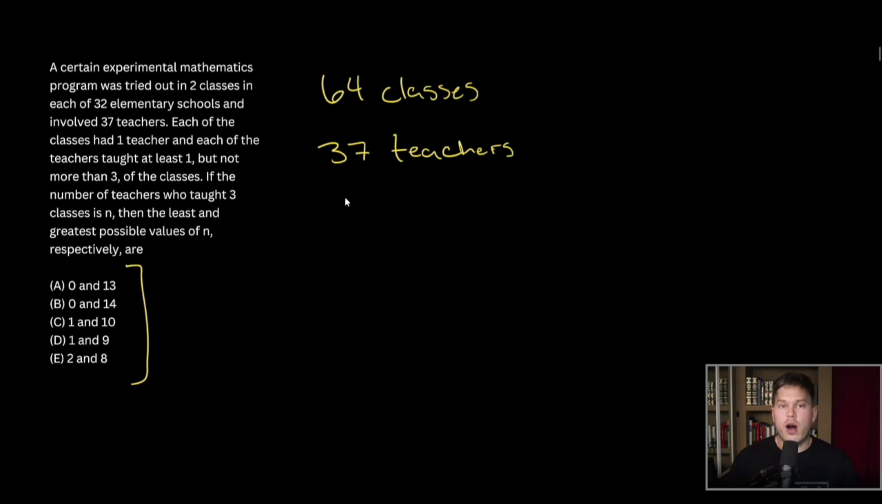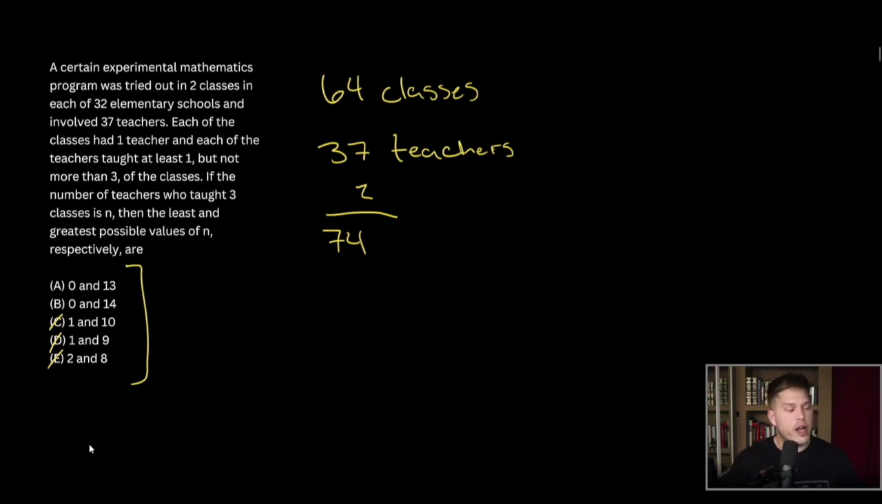Do we not even need any teachers to teach 3 classes, or is it needed? So let's assume all of our teachers taught 2 classes. If all of our teachers taught 2 classes, then we would have 37 teachers times 2, and we would get 74. So this tells me that there is no need for any teacher to teach this class 3 times. They may, but there's no need for it. Therefore, the minimum value is 0. So I can go ahead and mark out answer choices C, D, and E.